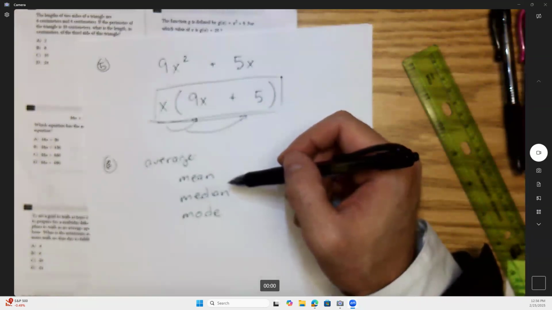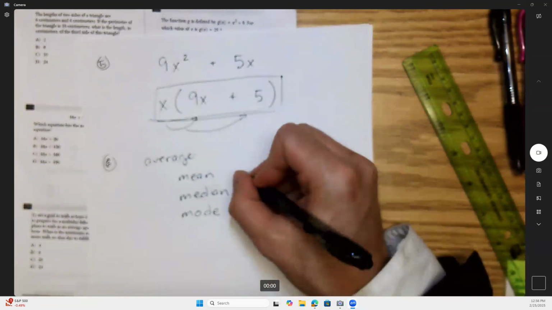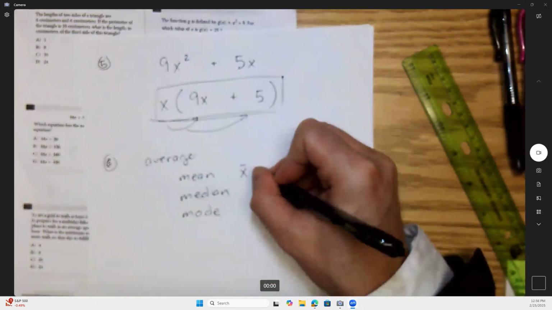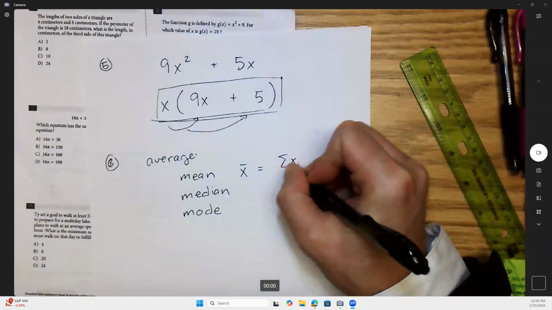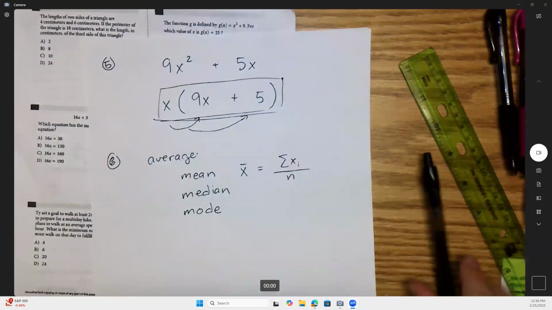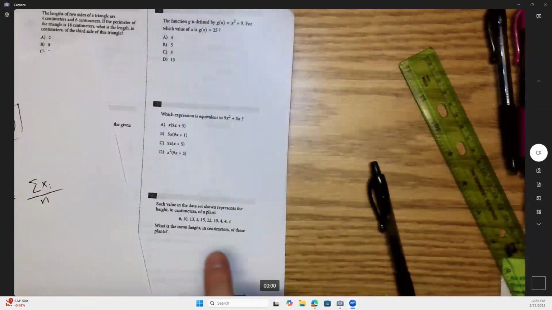Yeah, add them all up and divide by the number in the set. Sometimes it's written as x bar. You can do the sum of all the individual x's divided by the number in the set. Let's go ahead and knock that one out real fast because that's the question they're asking.